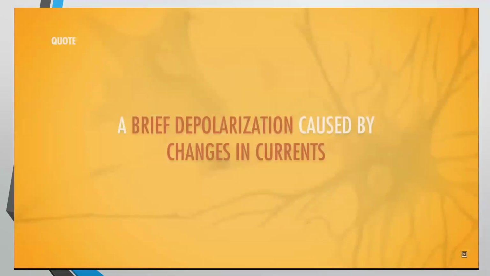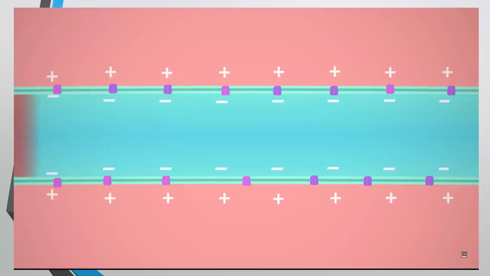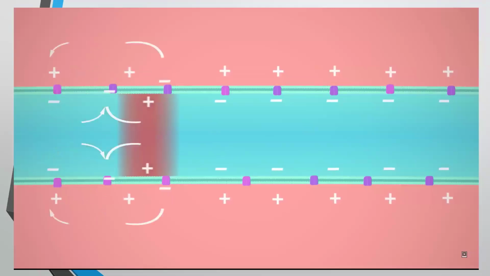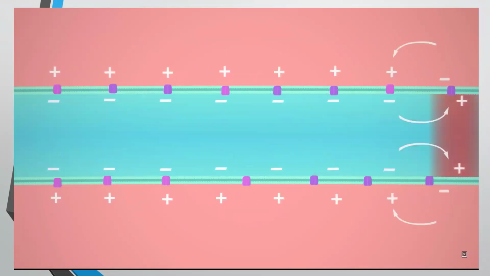It's really just a temporary reversal of a membrane potential, a brief depolarization caused by changes in currents. And unlike graded potentials, which are small and localized, an action potential kicks off a biological chain reaction which sends that electrical signal down the axon. Because each of your neurons has lots of voltage-gated sodium channels, when a few in one area open, that local current is strong enough to change the voltage around them. And that triggers their neighbors, which triggers the voltage around them, and so on down the line.